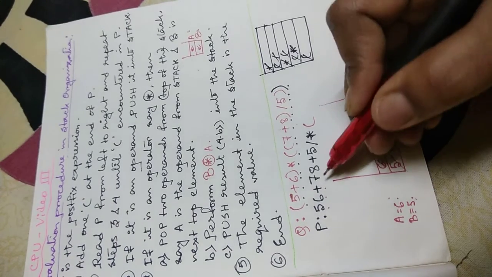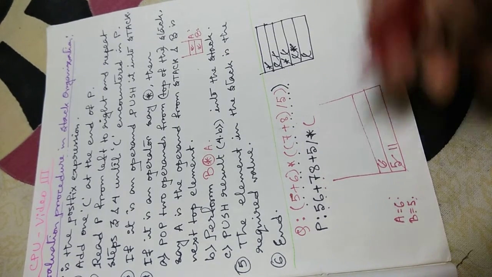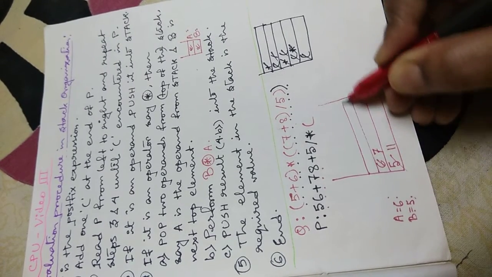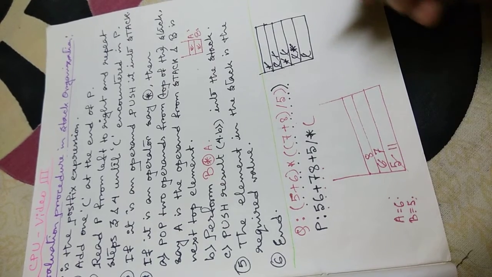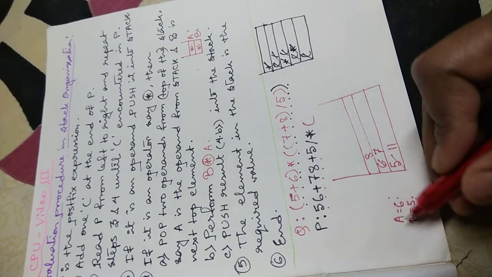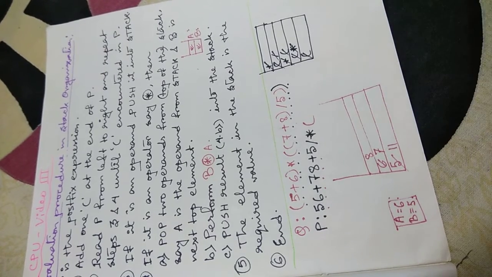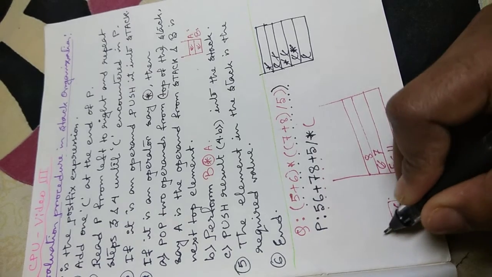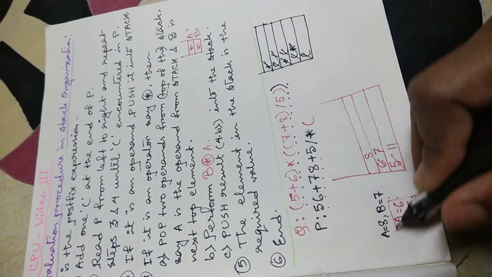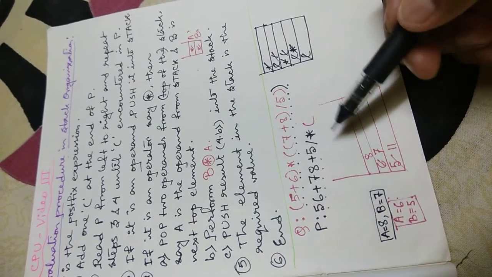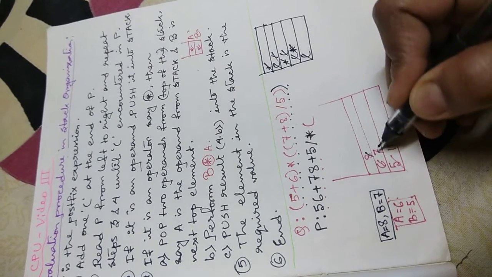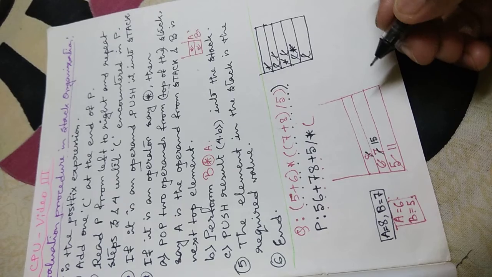Now next we encounter 7. 7 is an operand, so push it into the stack. 8 is an operand, so push it into the stack. Next is plus. It is an operator, so in this case our topmost element is 8. That means A equal to 8 and B equal to 7, right? Now we have to perform plus, B plus A, that is 7 plus 8 means 15, right?